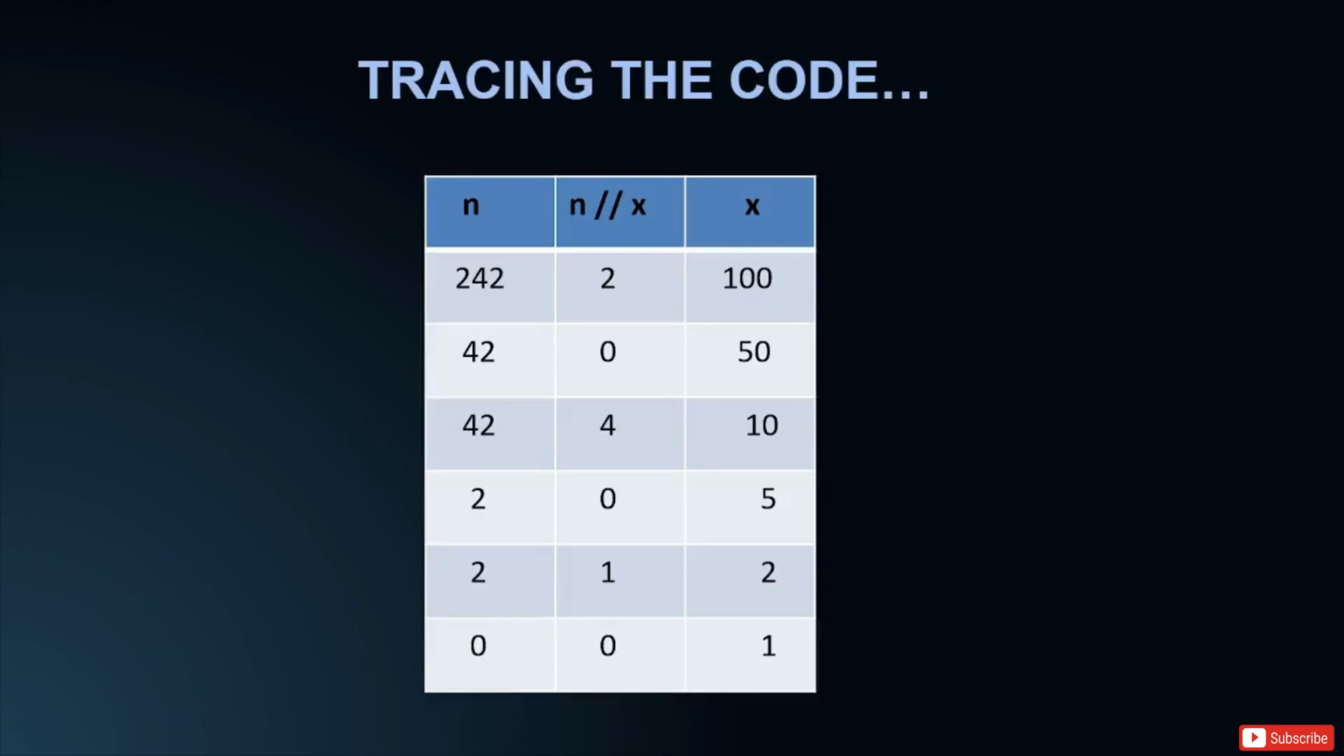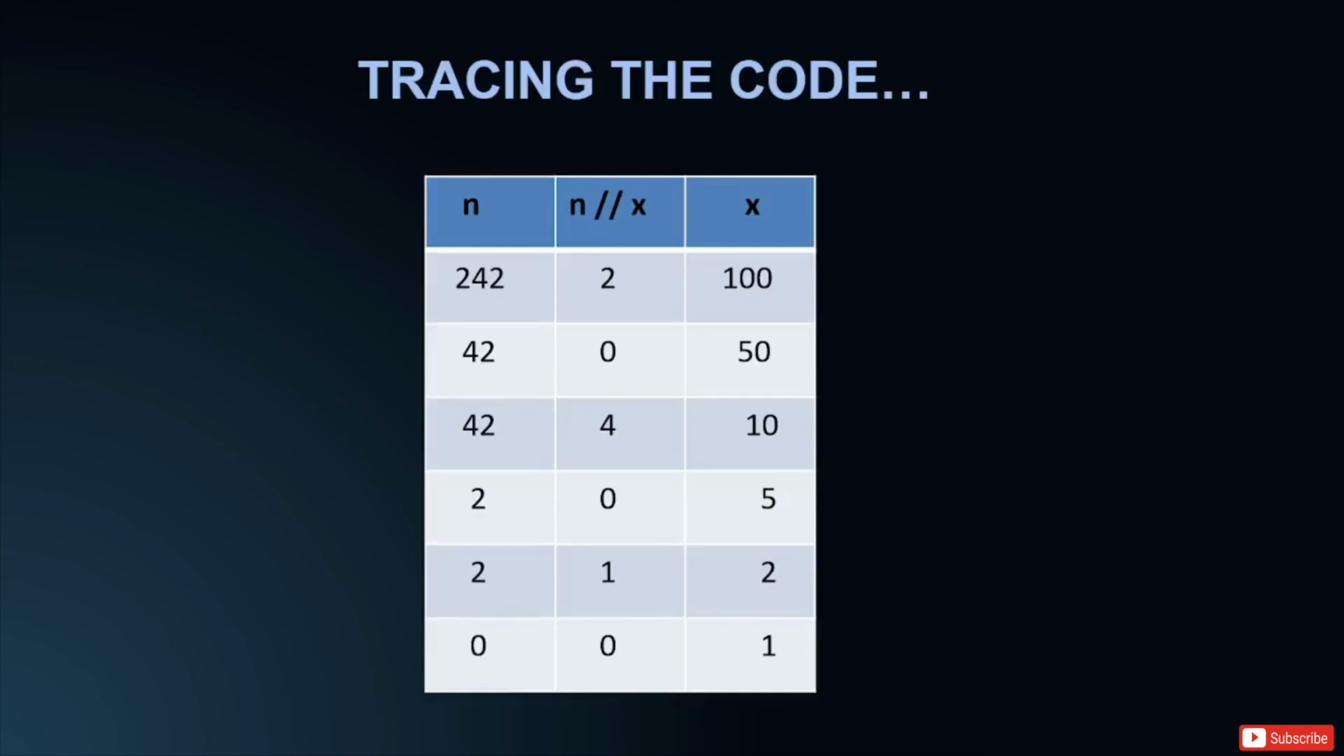In the next attempt, the n value will remain 42, and the x value will become 10. If we do 42 by 10, you will get 4 as output. It means we will get four 10 rupee notes, and the leftover will be 2. In the next attempt, the value of n will be 2, and at this time we cannot divide 2 by 5 because we will get 0, and there is nothing to do with the 5 rupee note.